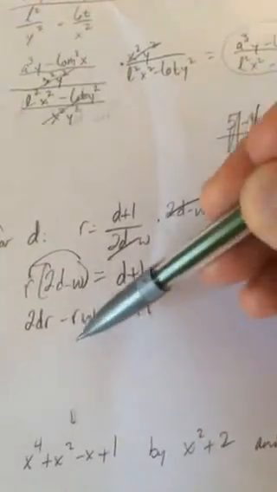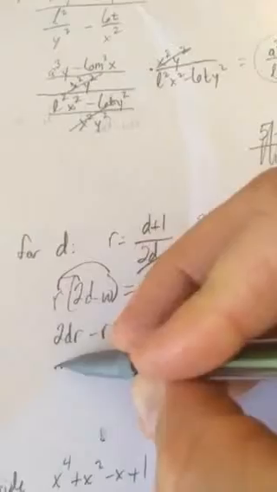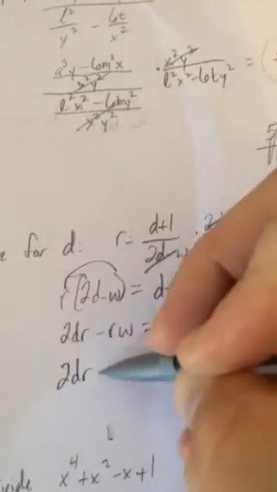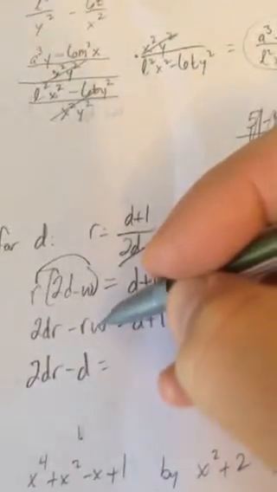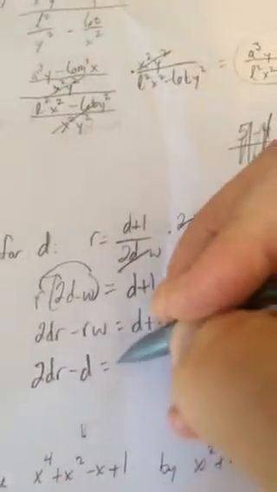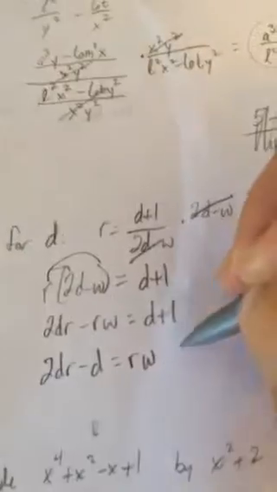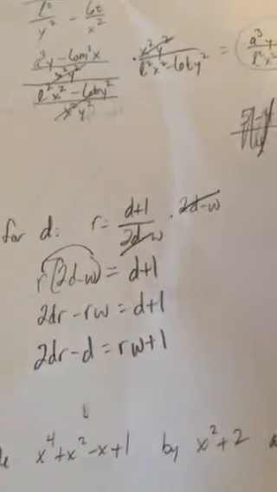Now I'm going to bring this d to this side. So 2dr, I'm going to subtract d. I also need to get anything that doesn't have a d to the other side, so I'm going to add this rw, so now it's positive on this side to go with the plus 1.